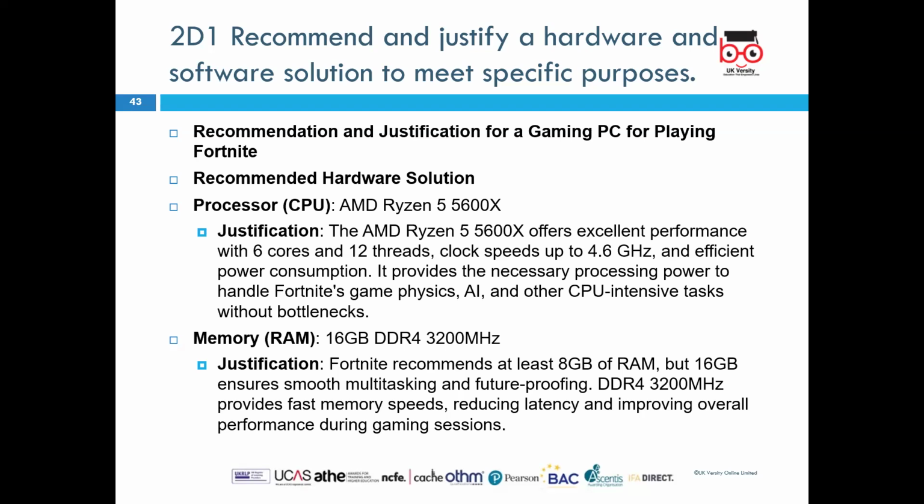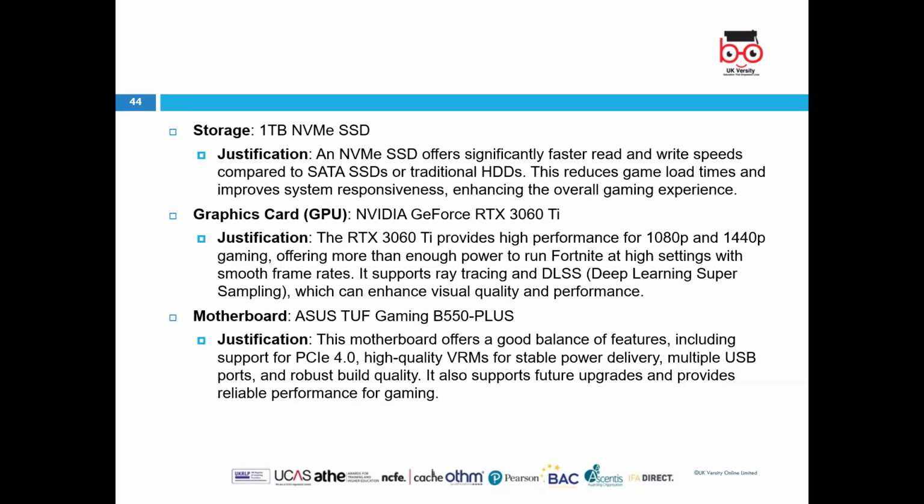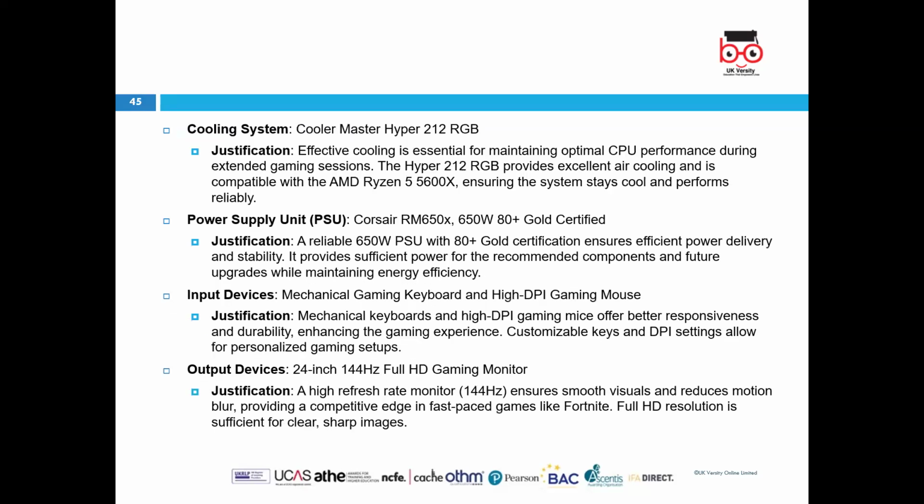So here's our recommendation. As a CPU processor, we can recommend the AMD Ryzen 5. Memory, again, we recommend at least 16GB RAM. Storage should meet the minimum requirement of 1 terabyte, and the NVIDIA GeForce RTX 3060 Ti is an excellent graphics card. Cooling system, again, we have an example of a good one. Power supply unit, input devices and output devices as well.